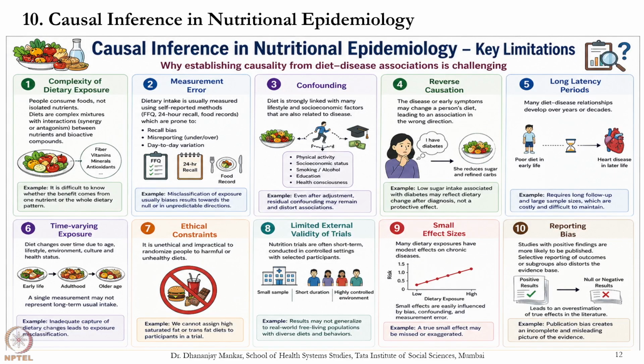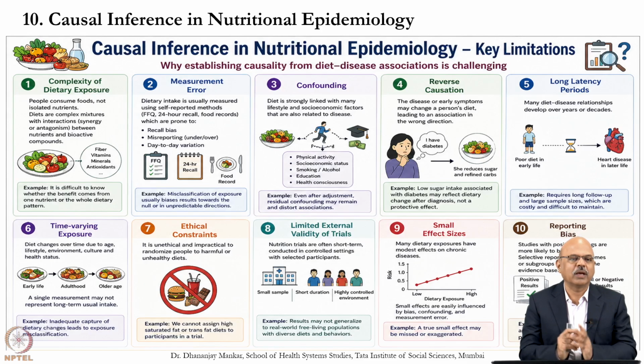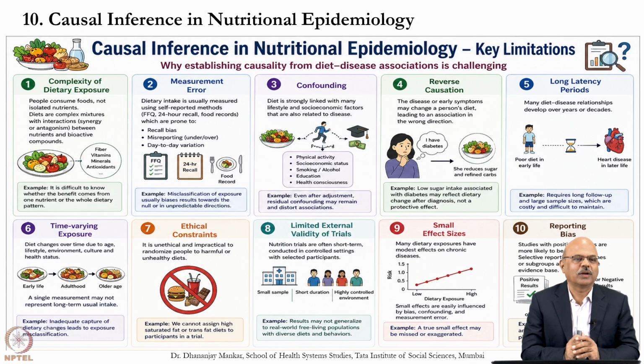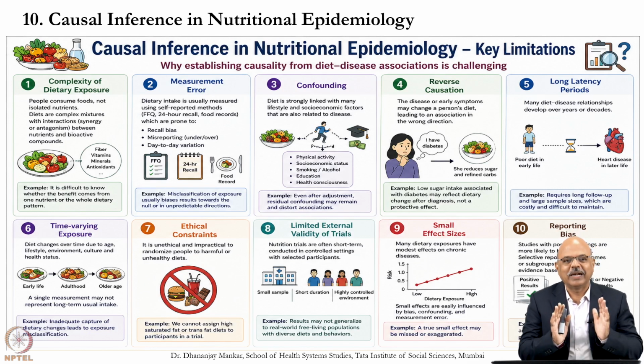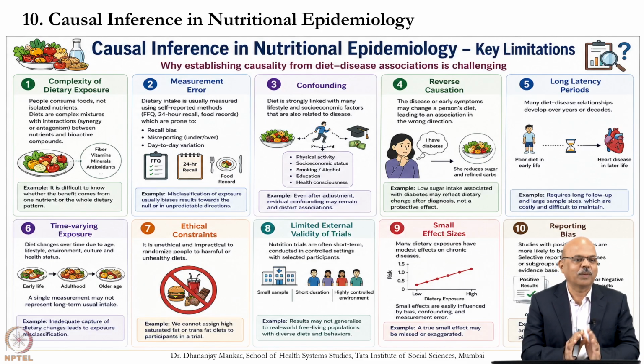Causal inference in nutritional epidemiology, key limitations. While establishing causality from diet-disease association is challenging, consider the complexity of dietary exposure. People consume food and not isolated nutrients. Diets are complex mixtures, with interaction, synergy or antagonism between nutrients and bioactive compounds. For example, it is very difficult to know whether the benefit comes from one nutrient or the whole dietary pattern. Measurement errors I have already stated to you. Misclassification of exposure usually biases results towards the null or in unpredictable directions.